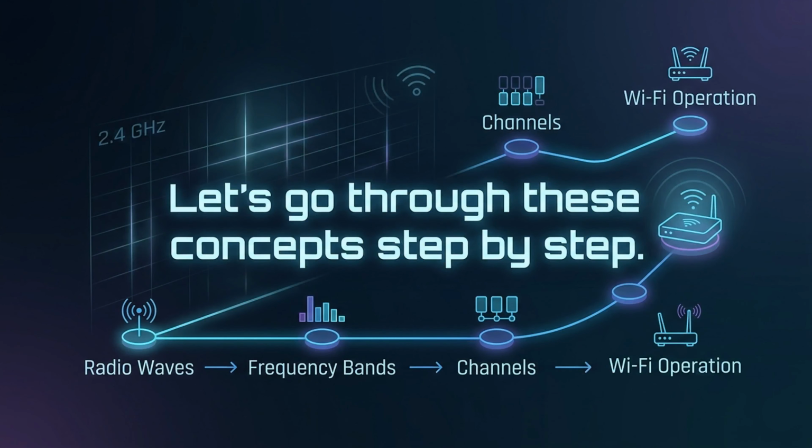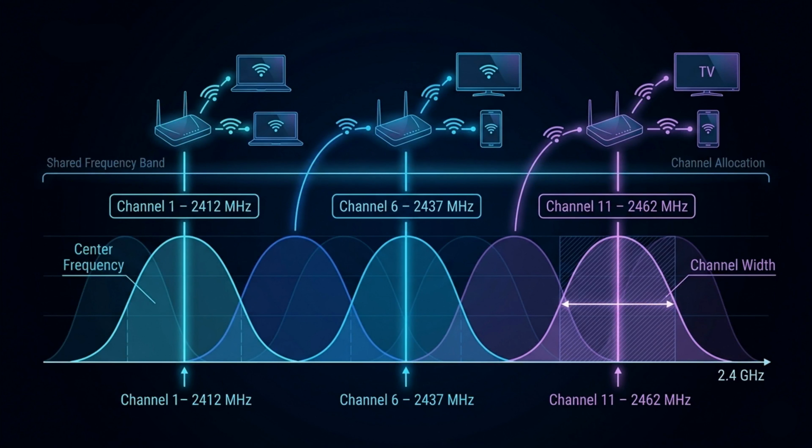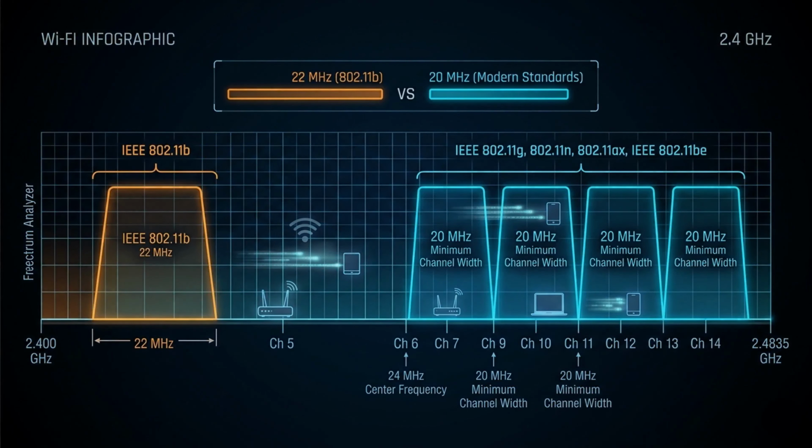Let's discuss step by step. What is a Wi-Fi channel? A Wi-Fi channel is a smaller section of the wireless frequency spectrum used by Wi-Fi devices to transmit and receive data. Each channel is defined by a specific center frequency and channel width, allowing multiple Wi-Fi networks to operate within the same frequency band. IEEE 802.11b uses a 22 MHz channel width, whereas IEEE 802.11g, 802.11n, 802.11ax and 802.11be use 20 MHz as the minimum channel width.